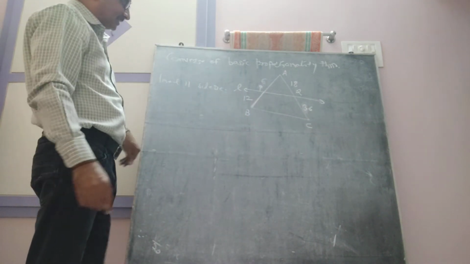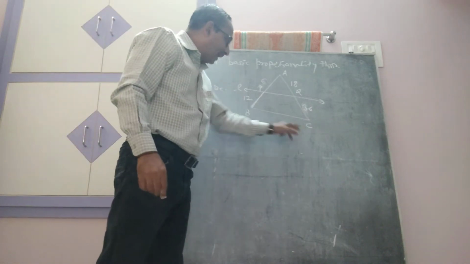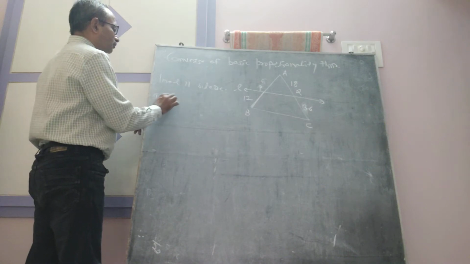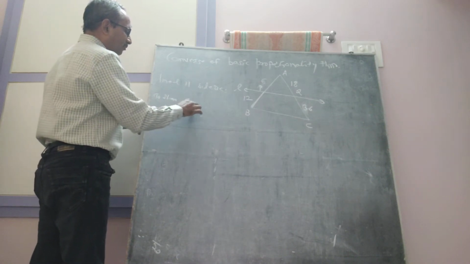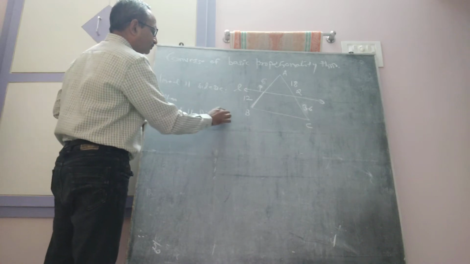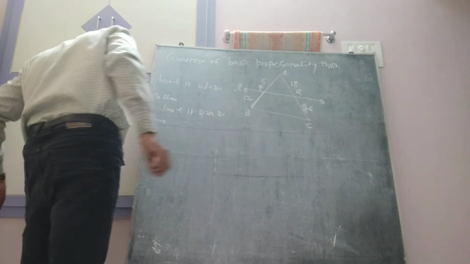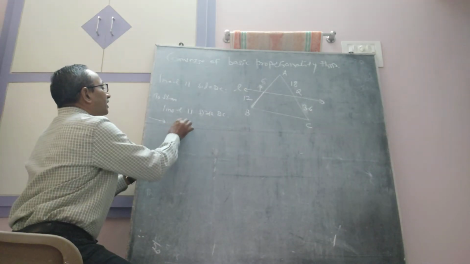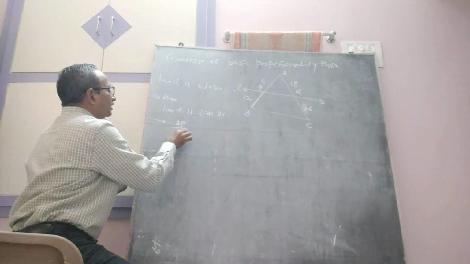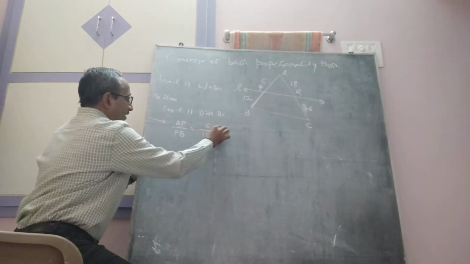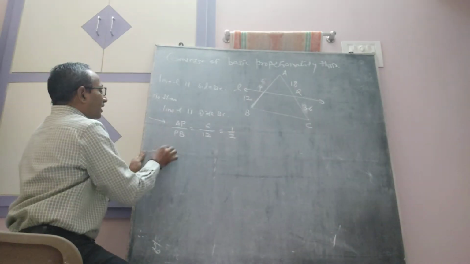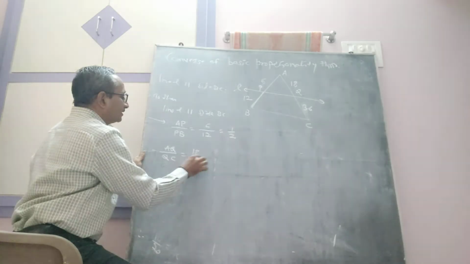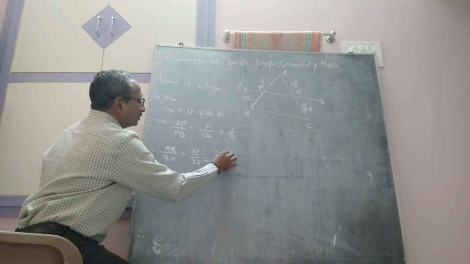So we have to ask whether line L is parallel to BC. We have to show line L is parallel to side BC. So here we know the sides. AP upon PB is equal to 6 by 12, which is 1/2. AQ by QC is equal to 18 by 36, which is 1/2.